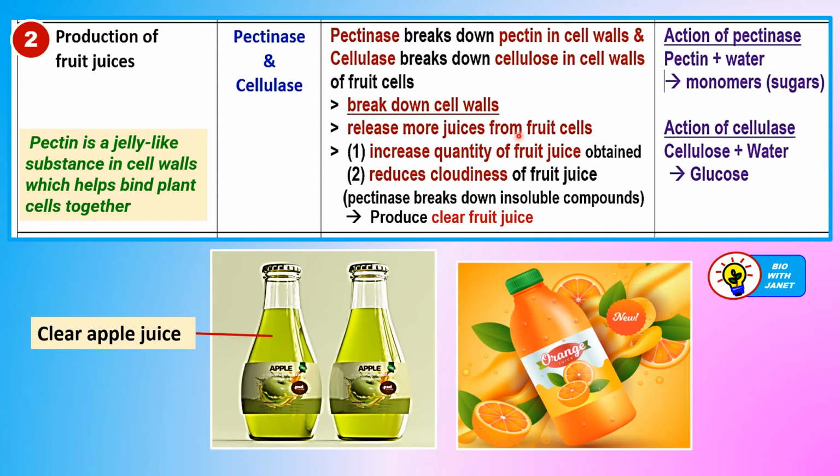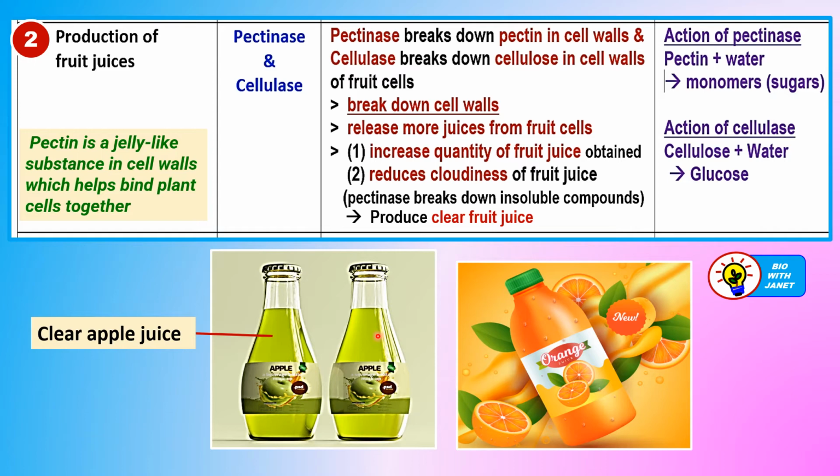Apart from just mashing up the fruit, if you want to really release the juice from the fruit cells, we have to break open the fruit cells, right? So these two enzymes will digest the cell walls and release the juice from many fruit cells. This will increase the quantity of fruit juice obtained and reduce the cloudiness of the fruit juice. How does it reduce the cloudiness? Because the pectinase will hydrolyze or break down the insoluble compounds that are suspended in the fruit juice, and in that way the fruit juice will become clear, clarified.